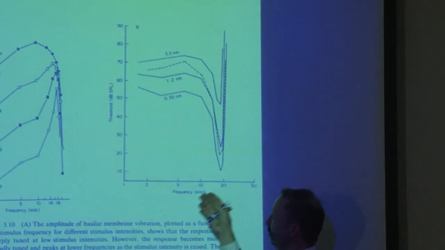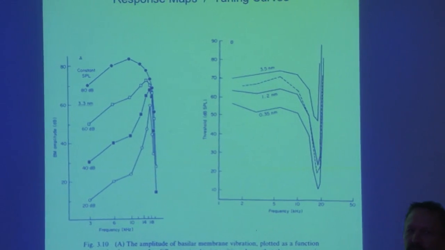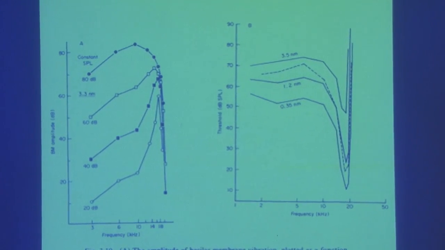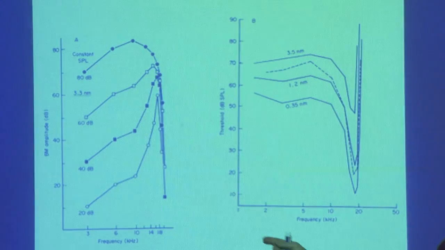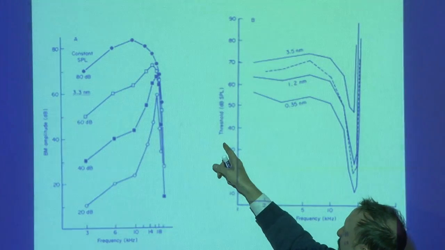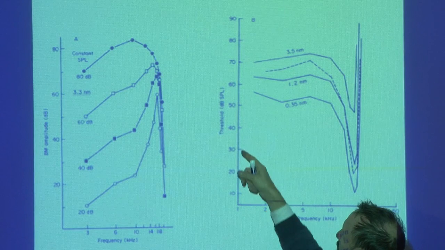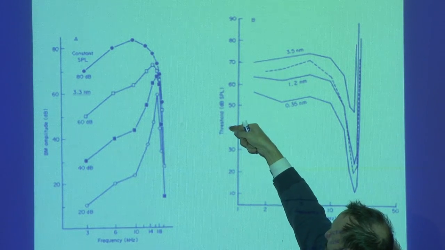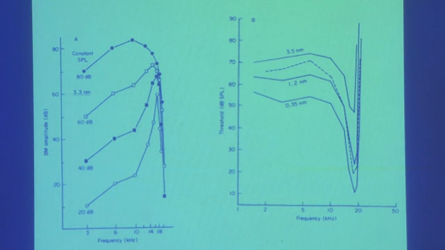This is a plot of the same data, but plotted a little bit differently. This axis is still sound frequency, and now we're going to plot it on the x-axis. It's still a dB scale, but now on the y-axis it's threshold dB SPL. So what's threshold? Well, in this case, it doesn't really make sense.